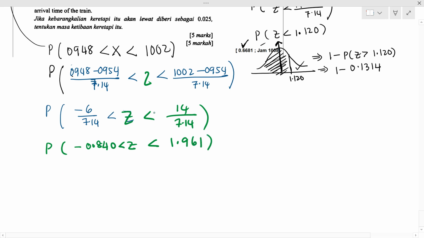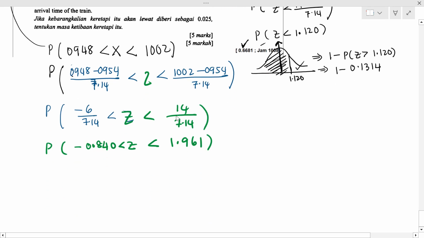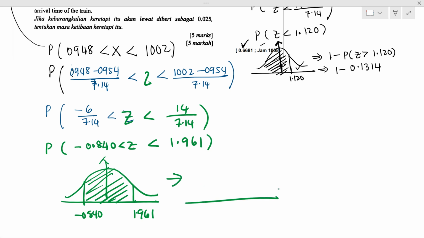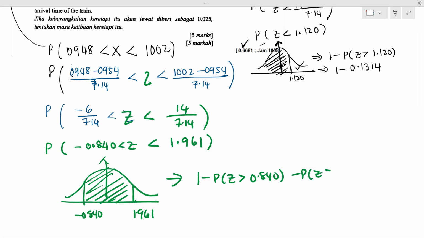Okay, it's going somewhere strange. Okay, I don't know, let us try. Negative 0.840, 1.961. If this doesn't work out, then I have to think and do it. Later I will share the answer. Okay, let me do it first. So this one should be 1 minus probability Z greater than 0.840 minus probability Z greater than 1.961, because we are reading the opposite, so 1 minus both sides.